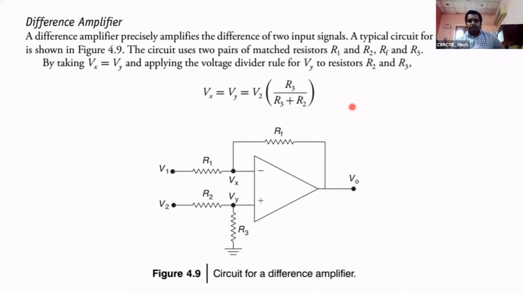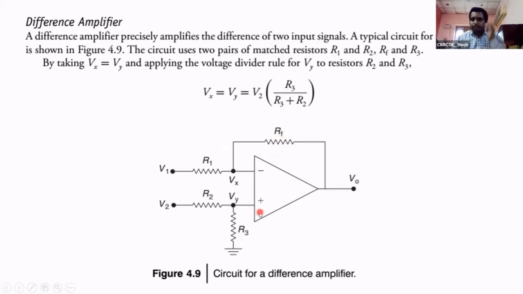Now this is the circuit of the difference amplifier. Here see, this is the output voltage. We have two input voltages, V1 and V2. We need to find the difference between V1 and V2, and we can amplify it. Now you can connect two resistances, R2 and R3 here, and R1, and this is the feedback resistance.